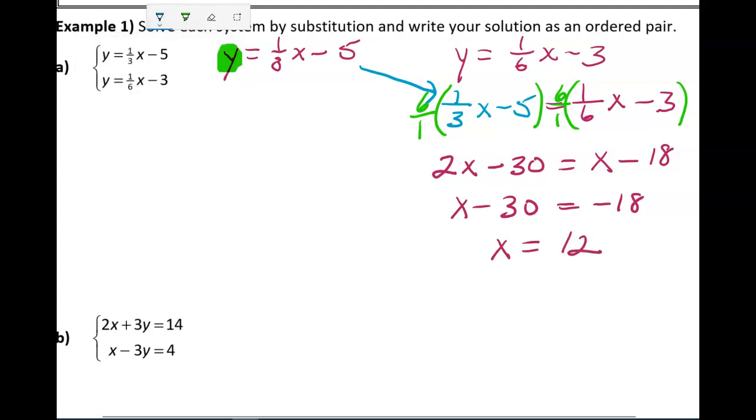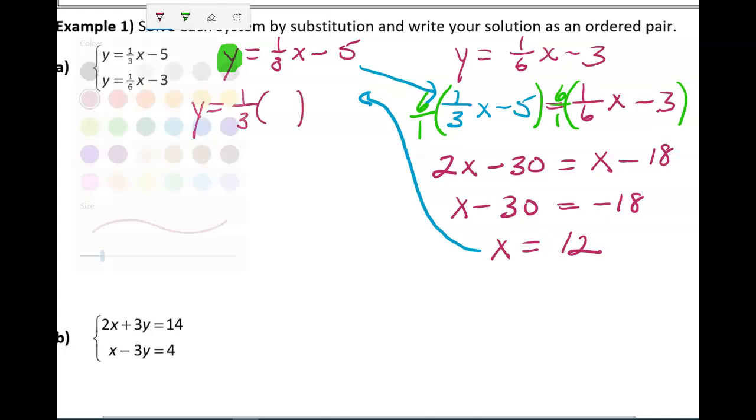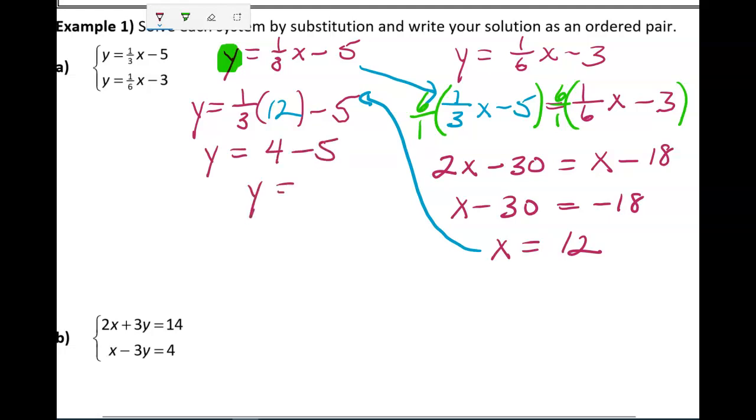Now what we're going to do is take what we did in this column and bring it back over to the other column, and replace the x in this equation with the number 12. So y equals 1/3 times 12 minus 5, which is y equals 4 minus 5, y equals -1. The last thing that we're going to do is write our answer in ordered pair form. Ordered pair form is x, comma, y.